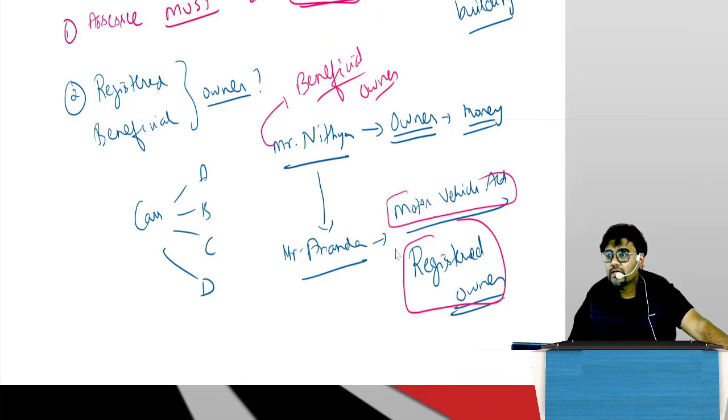Now tell me, depreciation can be claimed by whom? As per Motor Vehicles Act, Ananda is the owner. But who gave the money and who owns the cars? In real life, where will the benefits of the property go? To Mr. Nitya. But registration is in whose name? Mr. Ananda.